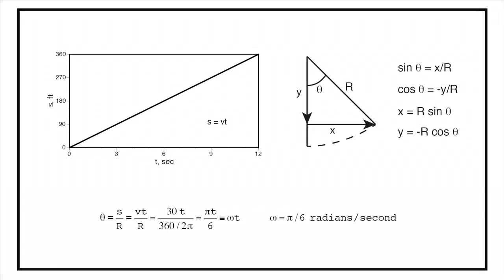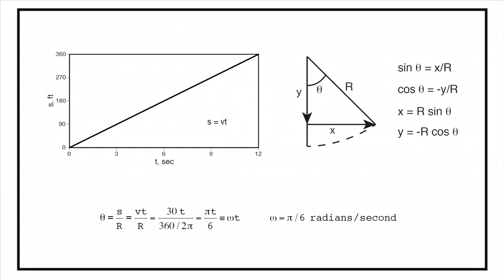The upper left-hand panel shows s, the distance that the car has gone in feet, on the vertical axis, and the time on the horizontal axis. So as we saw in the previous figure, after 3 seconds the car has gone 90 feet or 90 degrees or a quarter of the way around the circle. And the speed of the car is a constant. The distance the car has gone is equal to that speed times the time. And so s equals vt is written as a formula in the middle of that figure.